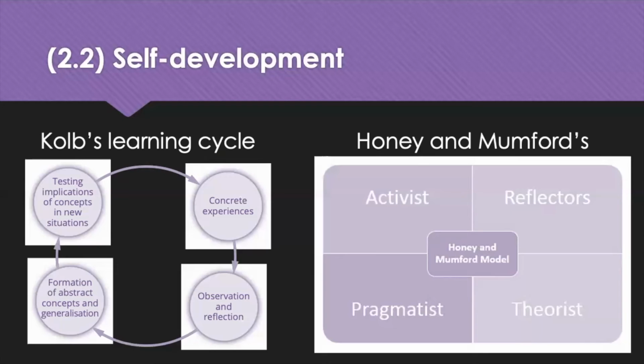Then the observation and reflecting is about what you thought about and experienced, and is it in relation to your learning? The forming of abstract concepts and generalization is how would you conceptualize your thoughts? And then testing these concepts in new situations is what impact does this newly achieved learning have on your future learning?